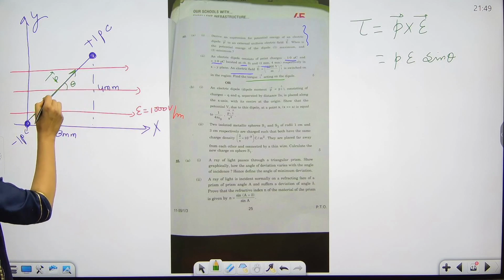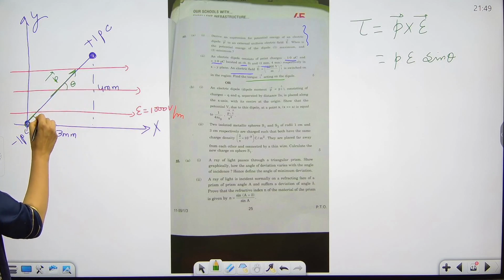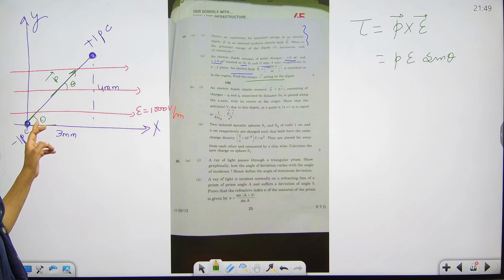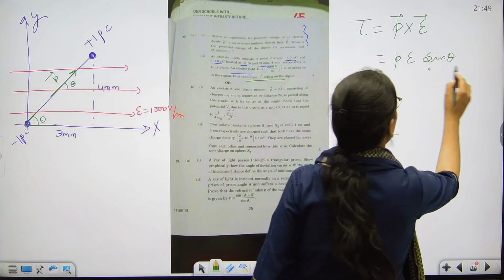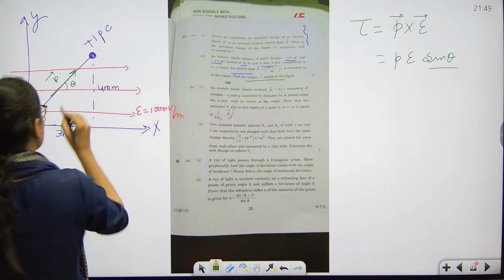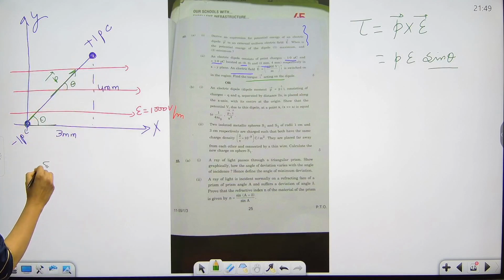Can we calculate this theta? The same, na? This theta. Can you calculate? We need sin theta. Can you calculate sin theta from this particular triangle? Sin theta.